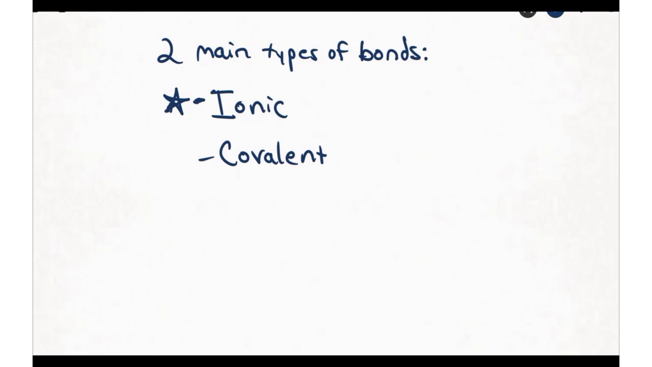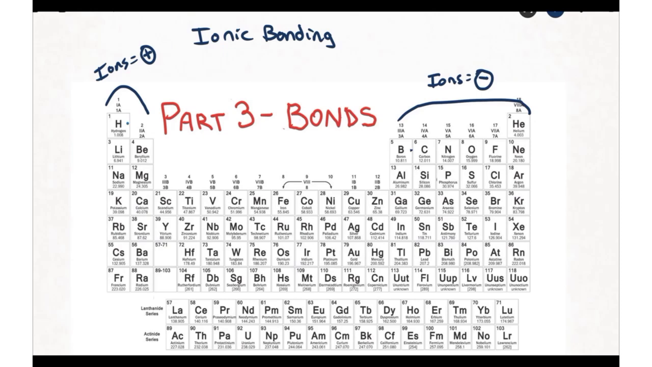So right now for ionic bonding, first of all, let's take, say, sodium. This Na stands for sodium, and that is in column 1. So if sodium turns into an ion, since it's in column 1, that means it's only going to lose 1 electron, which gives it a positive 1 charge.